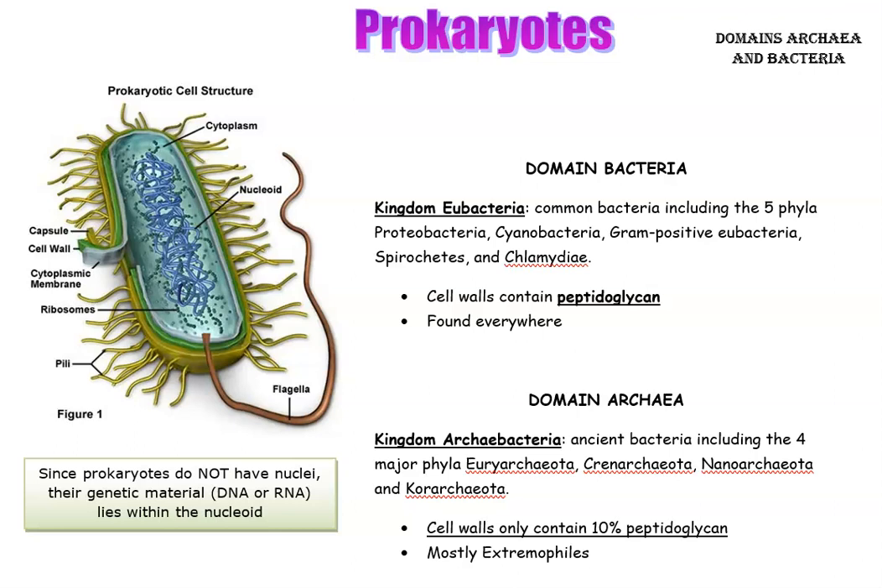Domain archaea has the kingdom Archaeobacteria, which are ancient bacteria, including 4 major phyla: Euryarchaeota, Crenarchaeota, Nanoarchaeota, and Korarchaeota. Their cell walls contain only 10% peptidoglycan, and they're mostly extremophiles. Since prokaryotes do not have nuclei, their genetic material, which is either DNA or RNA, is found within the nucleoid region.